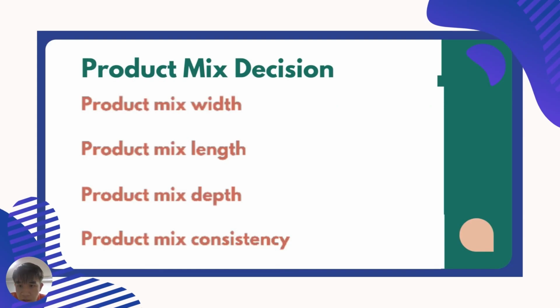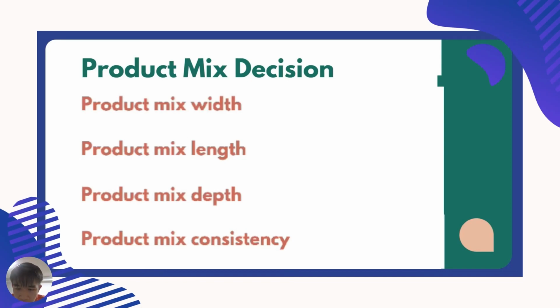Product mix decision consists of all the product lines and the items that are offered for sale. There are four important decisions when it comes to the product mix. The product mix width refers to the number of different lines that the company has.